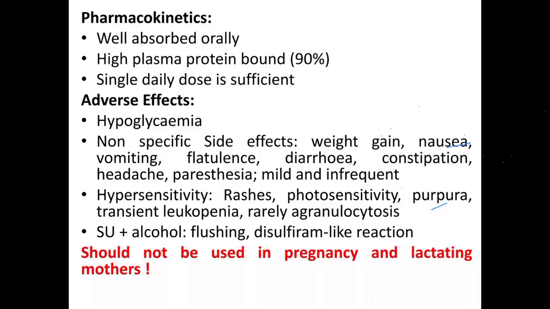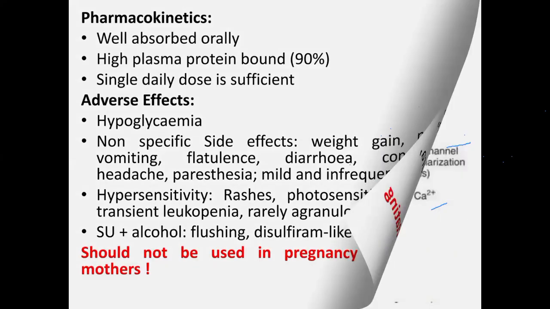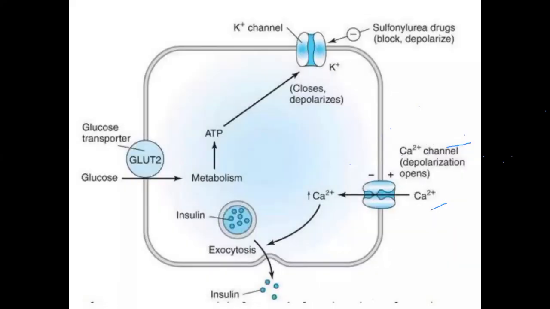So this is the pictorial or diagrammatic description of how sulfonylureas act and how insulin secretion is normalized. Here in this picture, we can see that there is a potassium channel in the upfront. Secondly, below, calcium influx or calcium channel depolarization is taking place.